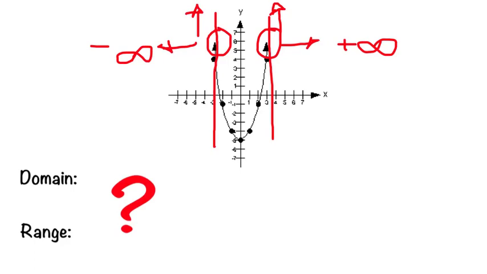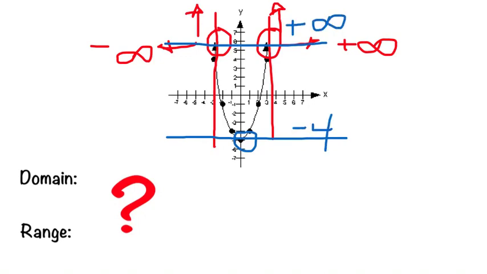Then if we look at the range of the graph, the range is going from the bottom point, this one right here, to the top point, and again it's going to run into those arrows. So it's going from -4 to positive infinity. Let's take a look on the next slide of how that would look.